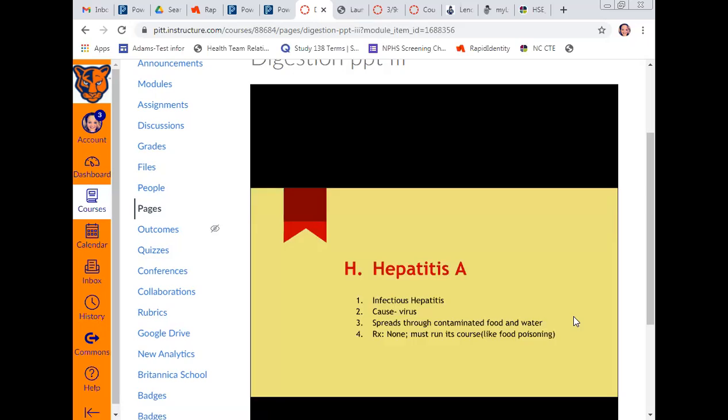Hepatitis A and hepatitis B are both forms of inflammation of the liver. Hepatitis A is kind of like food poisoning. You get it from contaminated food and water. With this, just like food poisoning, you have to let it run its course. So your treatment would be supportive care, rest, increase your fluids, bland diet.